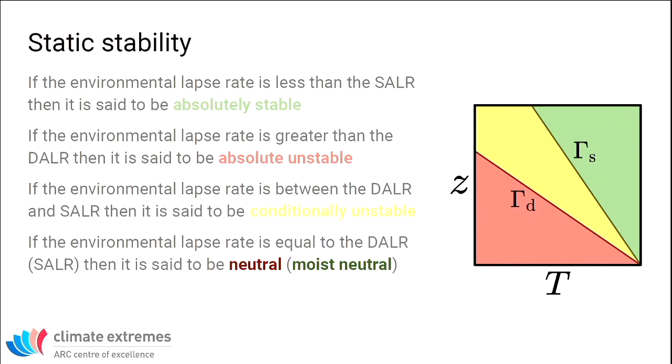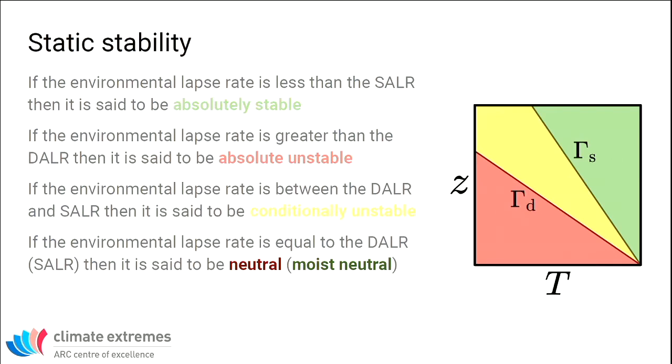You need some region of the atmosphere where the lapse rate is conditionally unstable. And I've mentioned here there are two other states that have to be mentioned, which is that, if the lapse rate happens to fall exactly along the dry adiabatic lapse rate, then the atmosphere is said to be neutral, or if it lies along the saturated adiabatic lapse rate, then it's moist neutral.